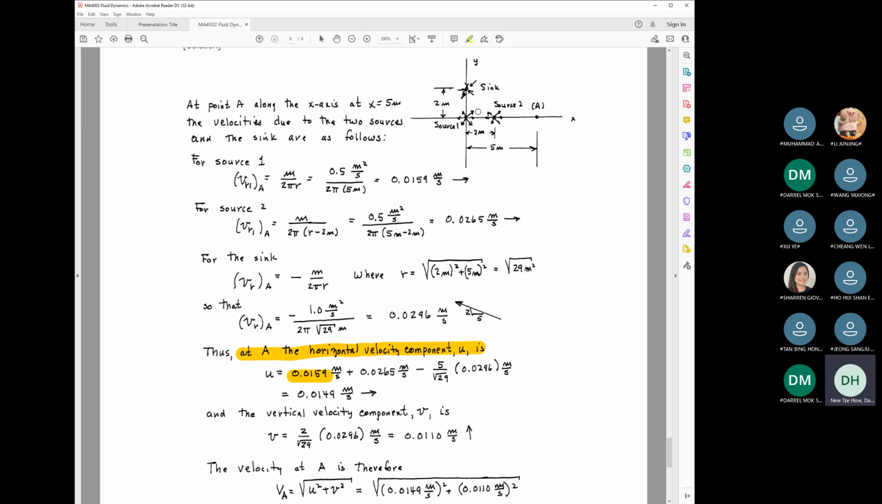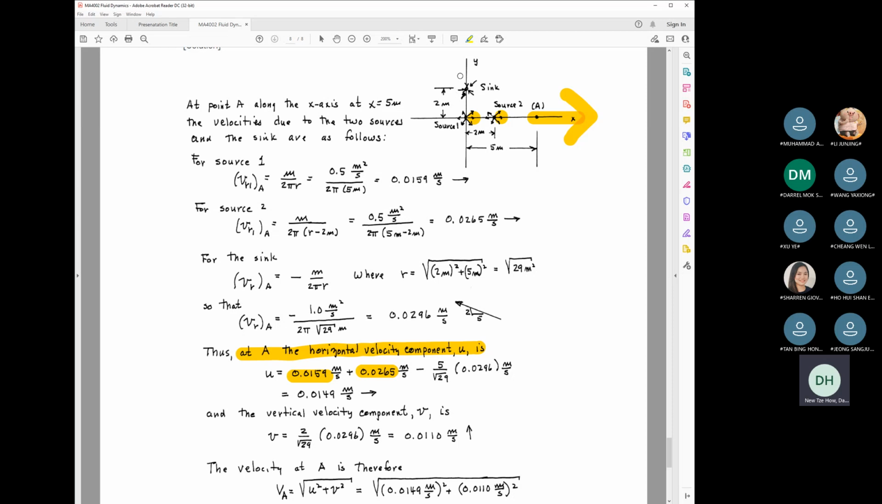As for source 2, again, it lies on the same horizontal line as point A, so its contribution to the velocity at point A, once again, is a positive 0.0265. Because you have this arrow here and this arrow here, which tend to push the flow in this direction. Now we have one last one. How about the sink?